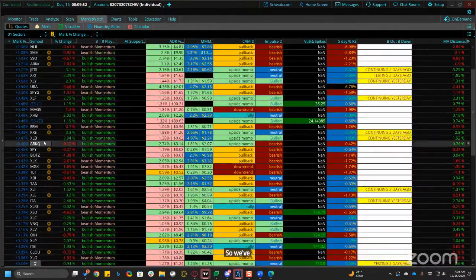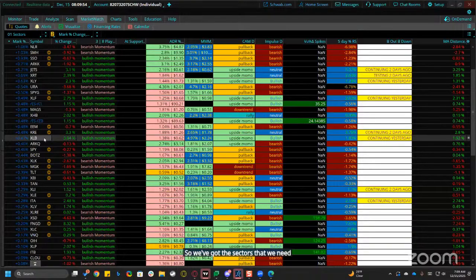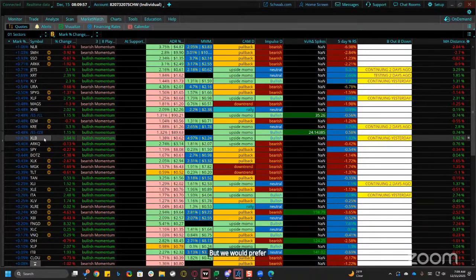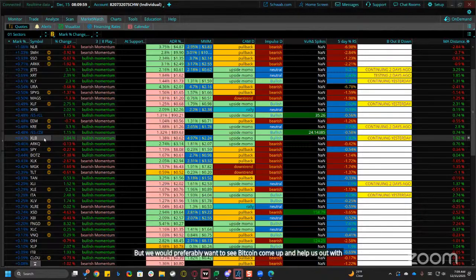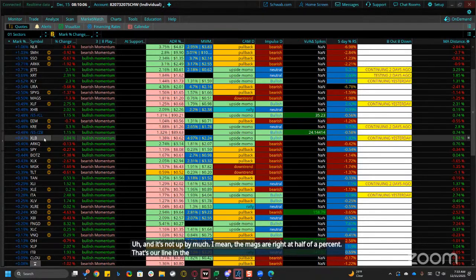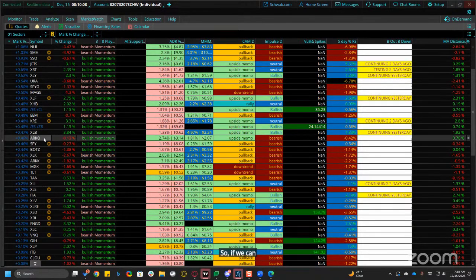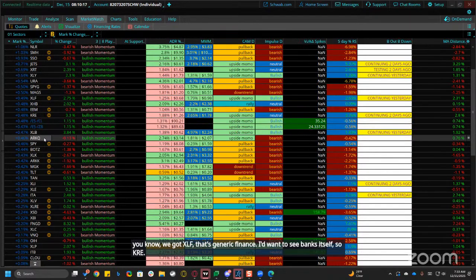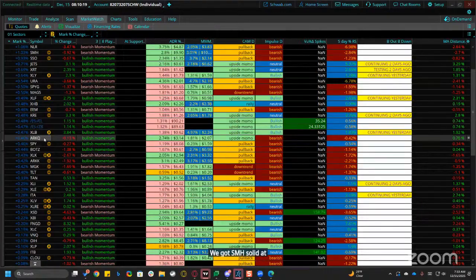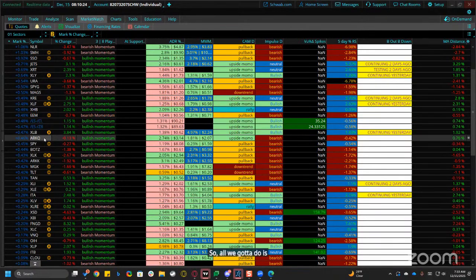So we've got the sectors that we need for a rally, but we would preferably want to see Bitcoin come up and help us out with that. And it's not up by much. I mean, the Mags are right at 0.5%. That's our line in the sand. So we got XLF, that's generic finance. I'd want to see banks itself, so KRE. We got SMH solid at 1%. So all we got to do is get the push.